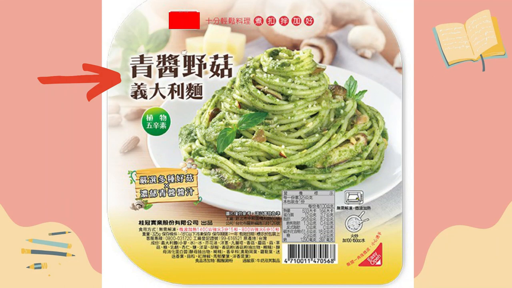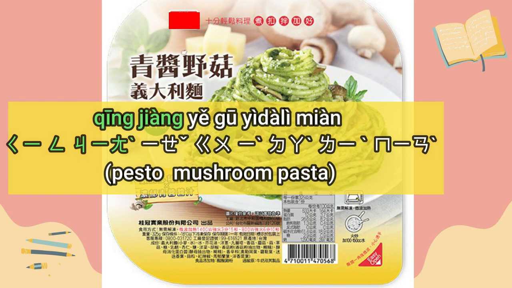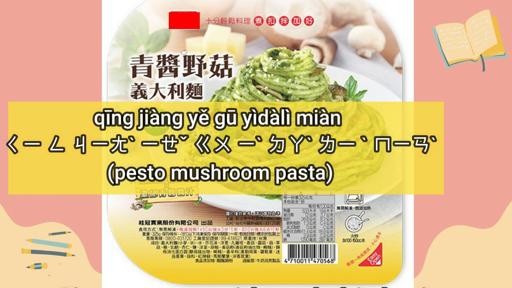The second one is 青酱野菇意大利面. 青酱 is pesto. 野菇 literally means wild mushroom. I don't think it's real like a wild mushroom, but anyway, people like to use 野菇 in the dish name, okay? 意大利面 again is pasta. Okay, so 青酱野菇, you will see this 野菇 a lot in the menu.